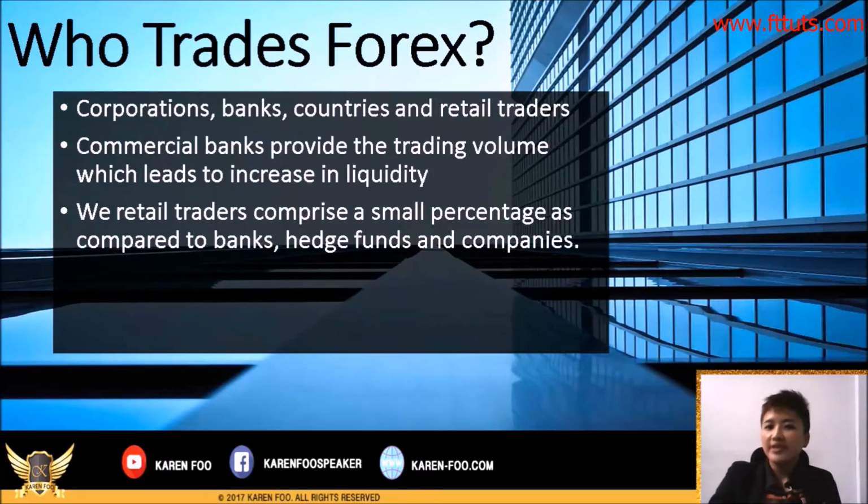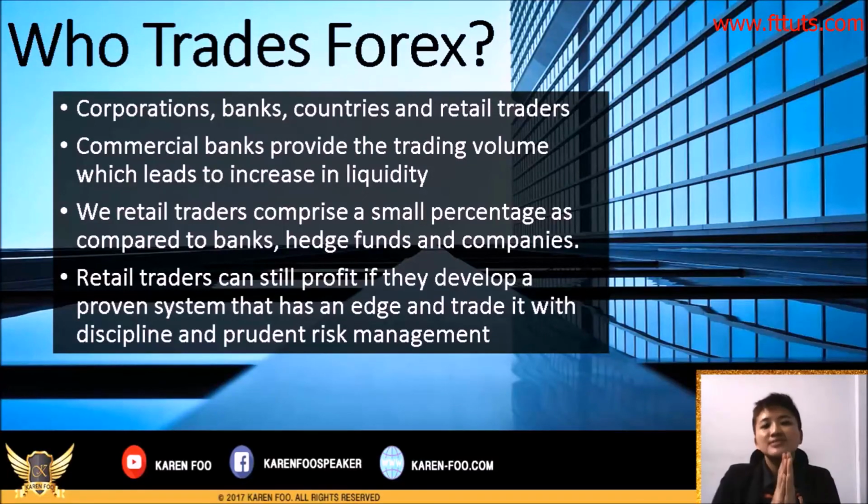So how do we profit as retail traders? We still can profit as long as we develop and follow a proven system that has an edge in the long term. And of course, when you have this proven system in place, we need to trade it with very strong discipline. And other than that, you need to have a very strong risk management plan in place.